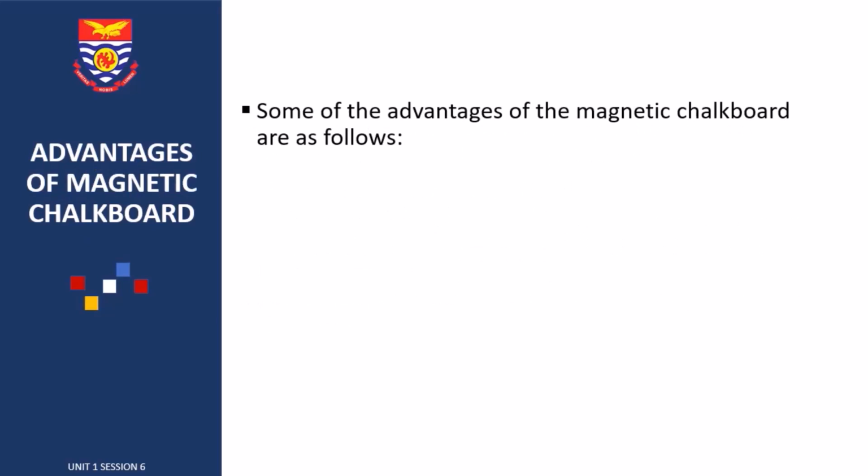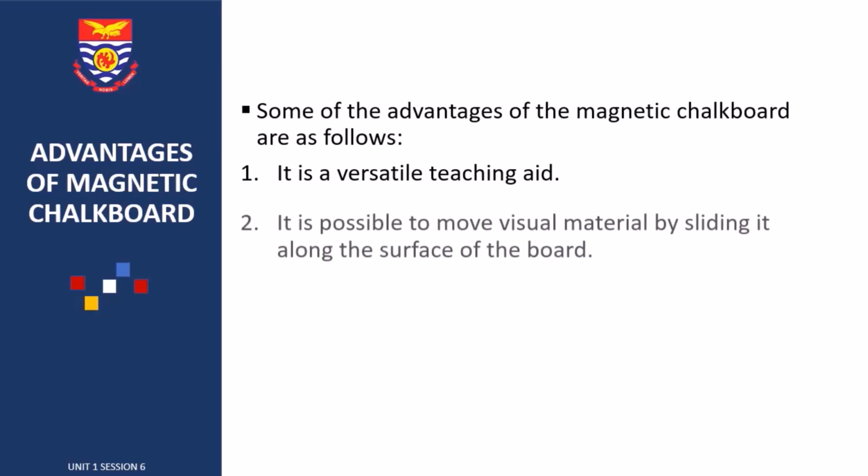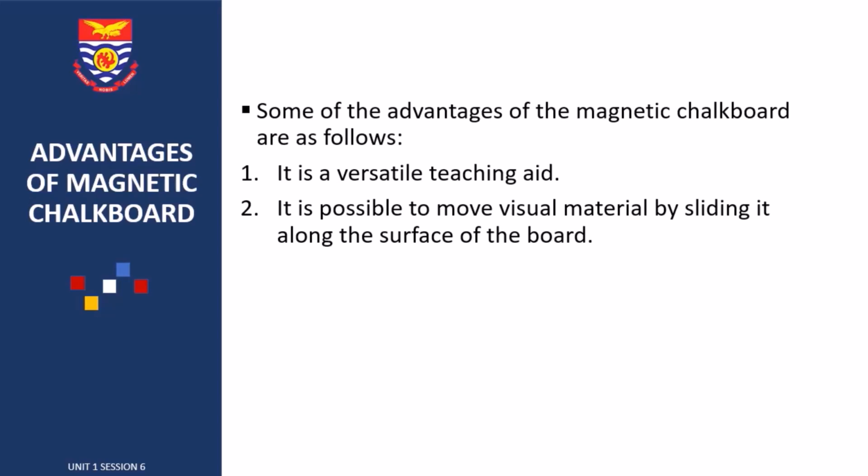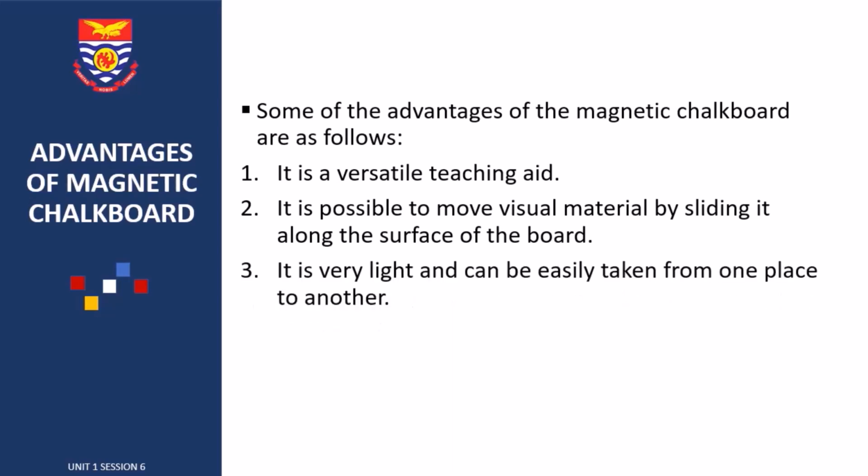Let's look at some advantages of the magnetic chalkboard. It is a versatile teaching aid. The magnetic chalkboard can be used for various functions because of the ability to move objects around on the board. And so, the teacher can make it adaptable to various functions. Also, as I said earlier, it makes it possible to move visual materials by sliding them along the surface of the board. Magnetic chalkboards are very light.